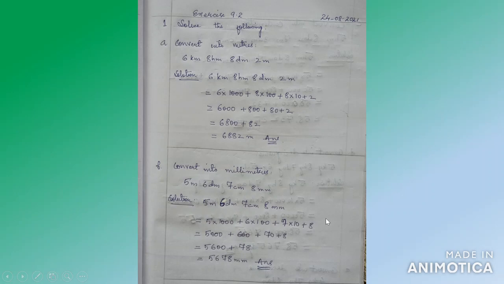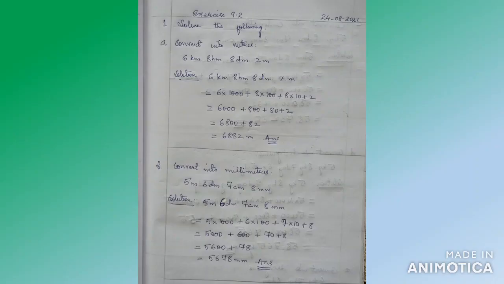So this one also same thing. If you understand the example, it's very easy for you. Even this one also, it's very easy. Then we'll go to the next one. This one, you see this one. Here we have to convert into centimeters. We have to convert this amount 5 hectometer, 8 decameter, 7 meter, and then 3 decimeter, 2 centimeter into centimeters.